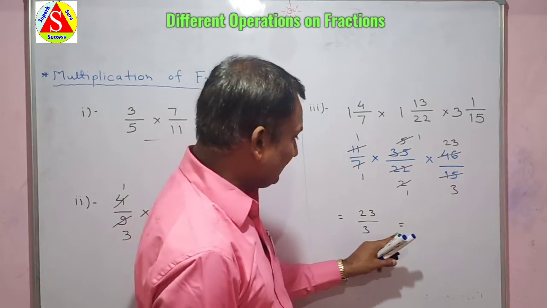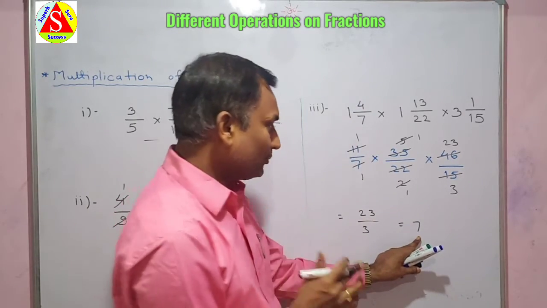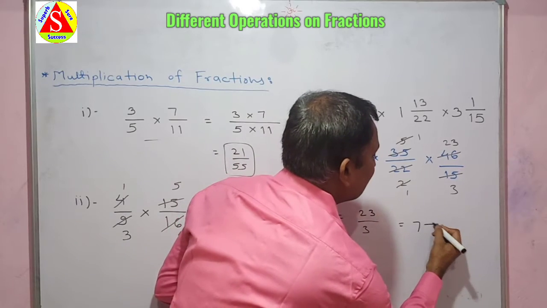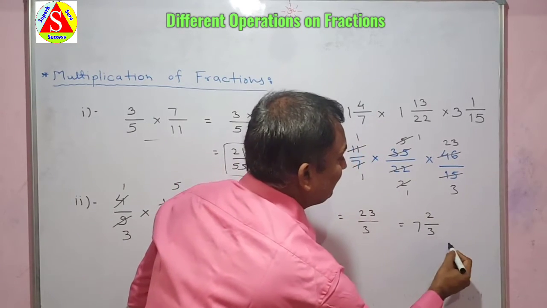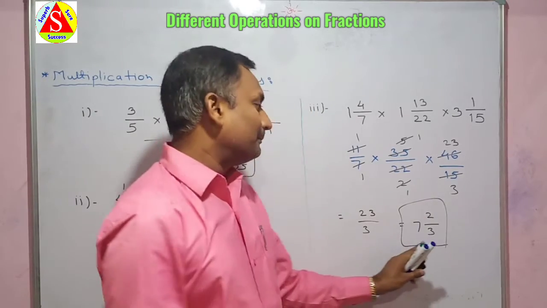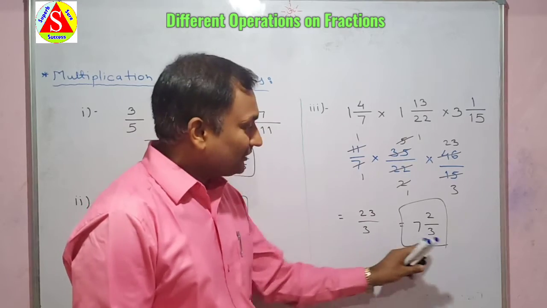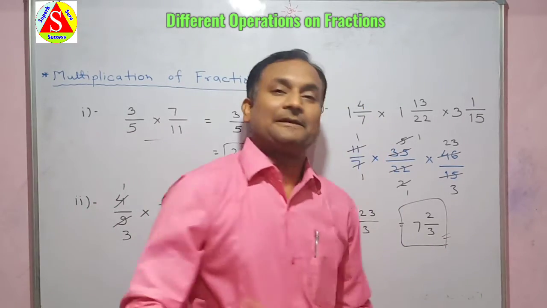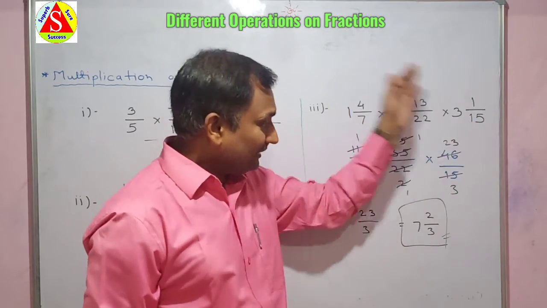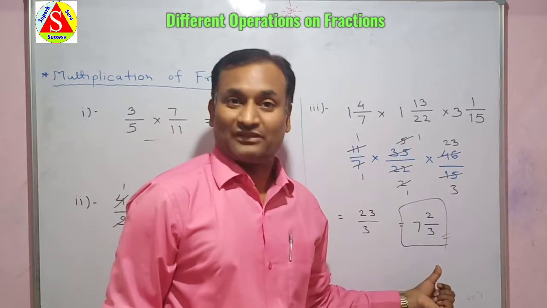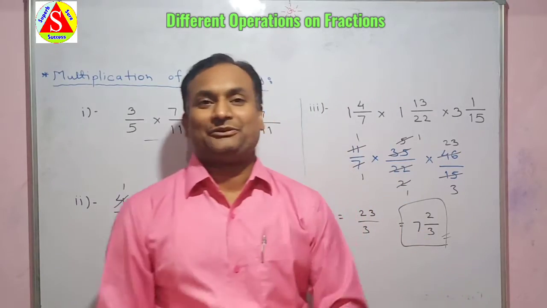So when we convert it, 3 7s are 21, so we will have 7 as the whole number and in the remainder we will have 2. And in the denominator we are having 3. So this is the mixed form of the given answer. So this is our final answer, or we can say the product of all these 3 terms is 7 2 by 3. I hope this question will be clear to you.